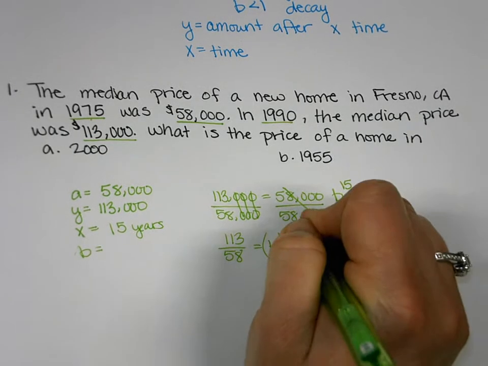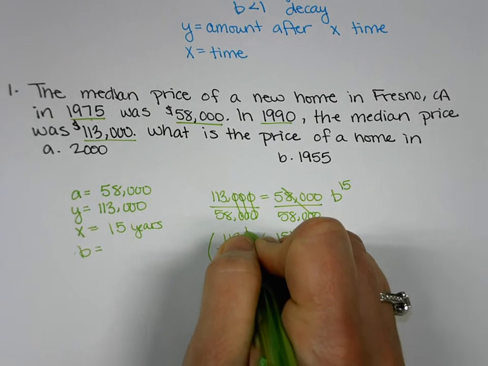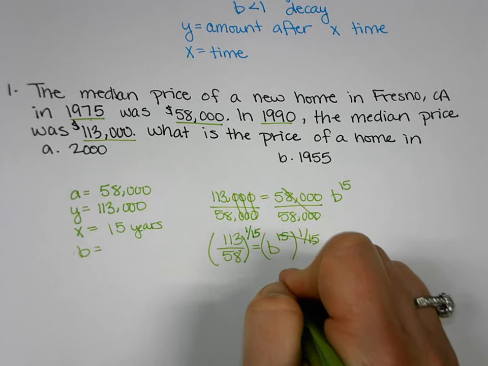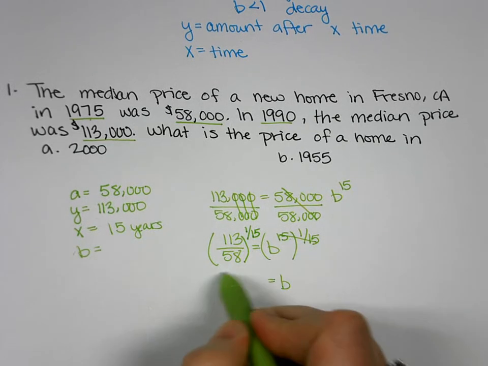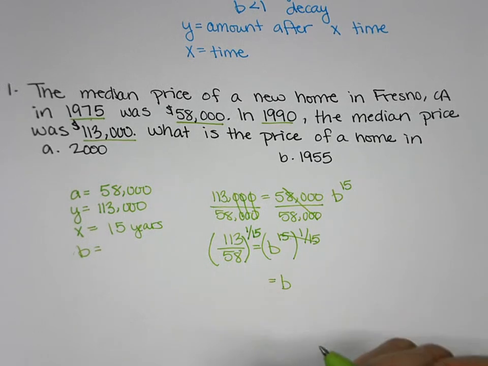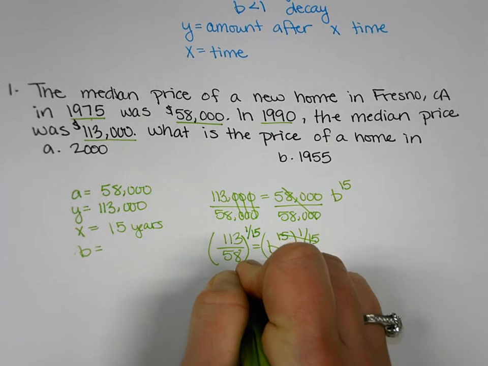You can raise it to the 1 over 15 power, which is like doing the 15th root, so that these cancel, giving us B. And then this is what I plug into the calculator. 113 over 58 to the 1 over 15th power. When we do that, we get 1.045.